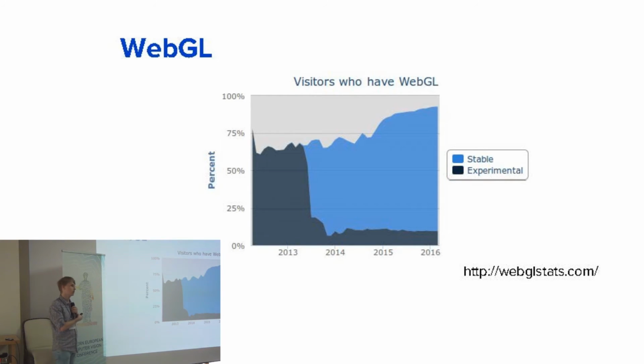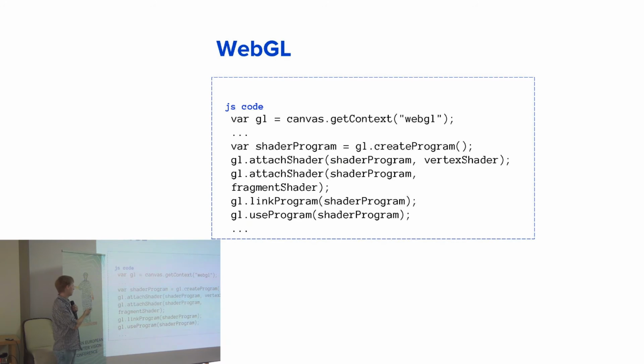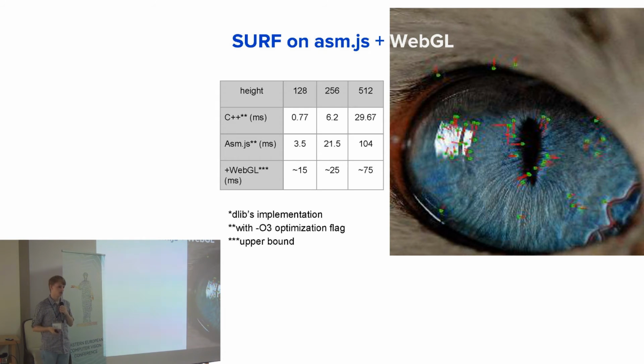WebGL now is present in 95% of users' browsers, and it shows growth and it's popular, yes. And its code looks like this. Then you get a context from the canvas, and you can write just functions similar to those in OpenGL. And with the help of a shader, you can improve the algorithm.